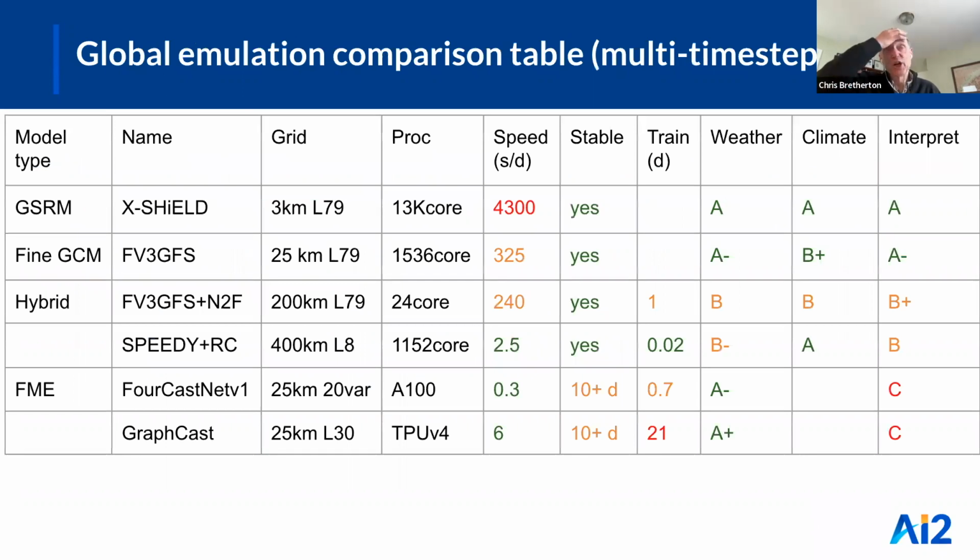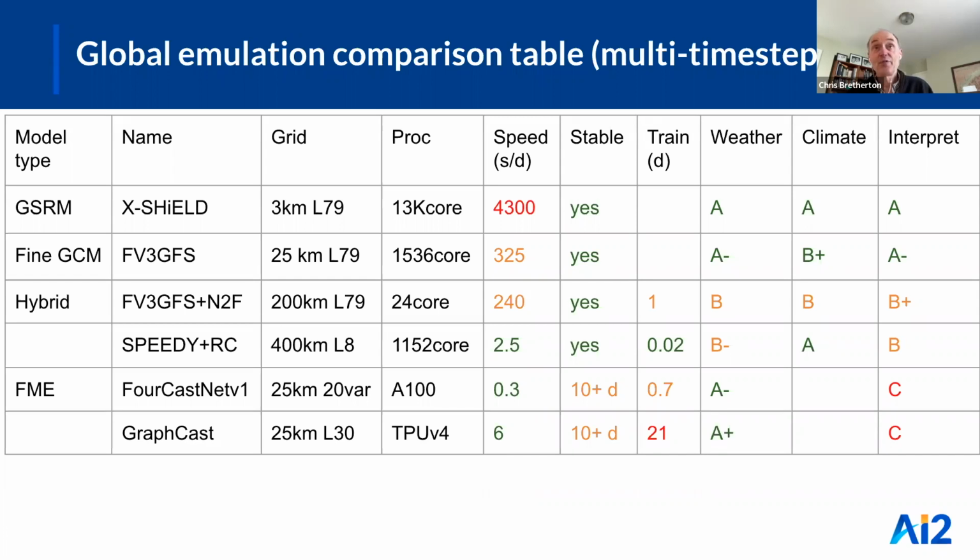And I'd just like to show you a little bit of a scorecard of where some different approaches fit in terms of global emulation, so that you can see the trade-offs. In each of these cases, we have a model type. GSRM is a global storm resolving model. So that's the original 3-kilometer model. You run that with high performance computing with thousands of cores.